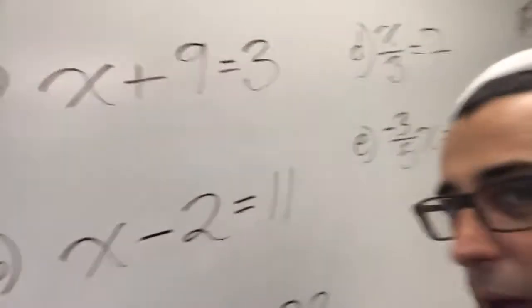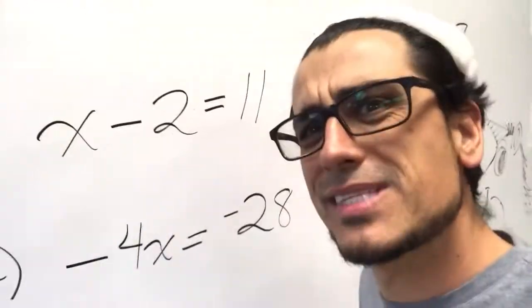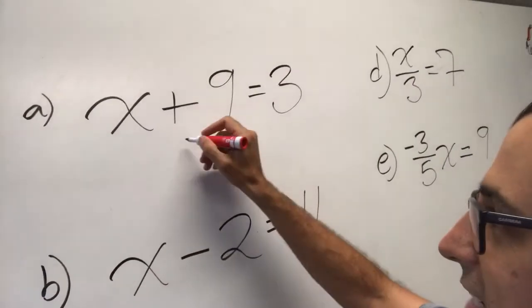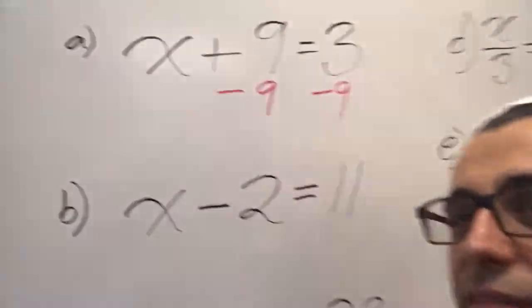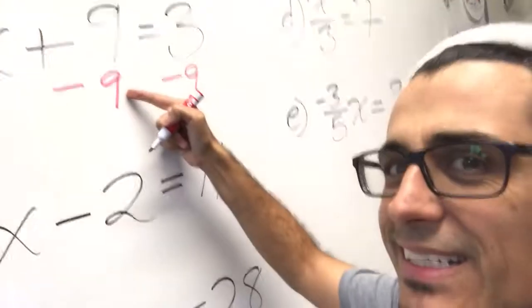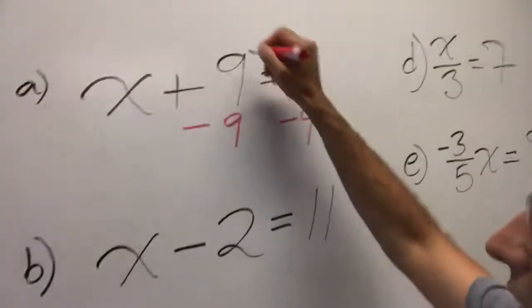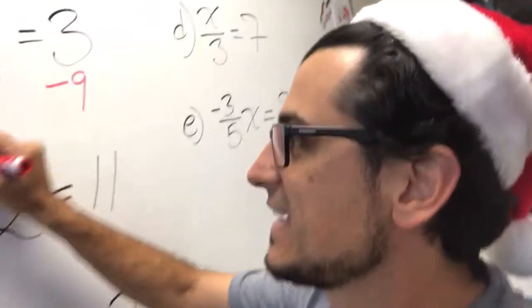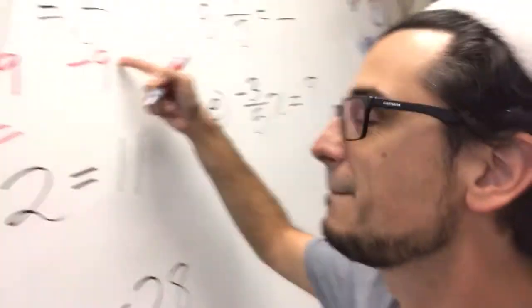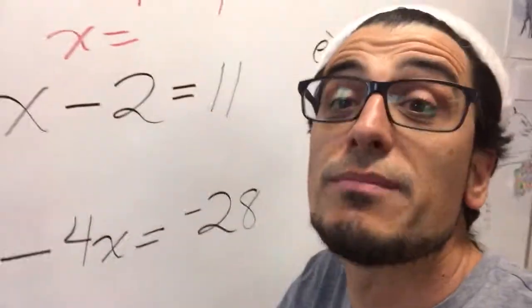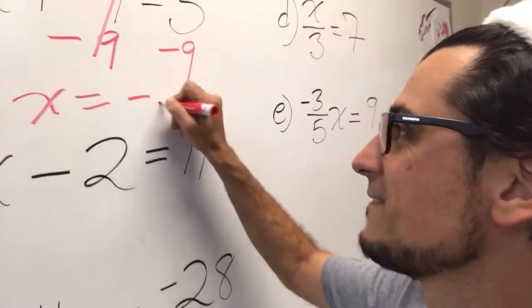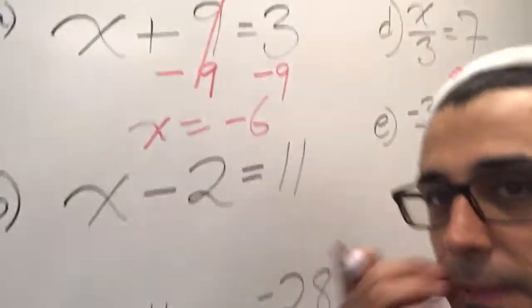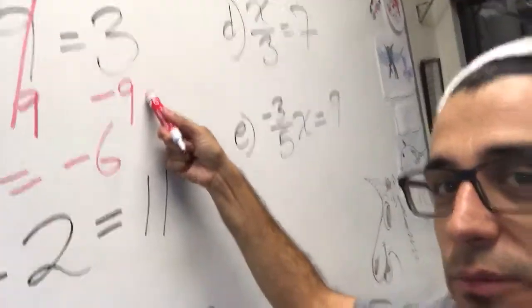The first thing I'm going to do is the opposite of adding 9. What's the opposite of adding 9? Well, I think it's subtracting 9. So I'm going to subtract 9 from both sides. Now when I subtract 9 from both sides, 9 minus 9 cancels itself out, and I'm left with x is equal to whatever 3 minus 9 is. So 3 minus 9 would get me down to, that's right, negative 6. Are we cool there? So 3 minus 9 gives me negative 6.